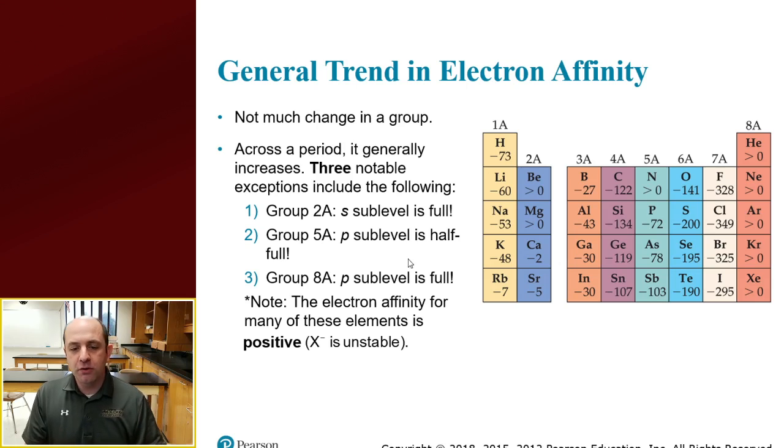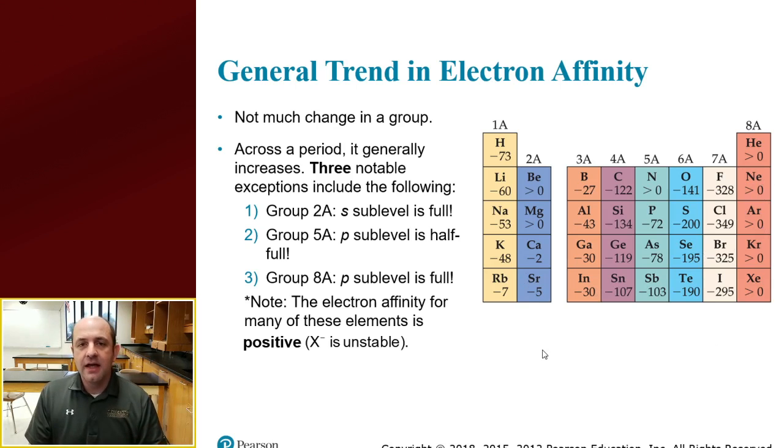The key is when we go across the row, we see two things. Generally, as we go across the row, it gets more negative. Negative 60, negative 120, negative 140, negative 300. We got more and more negative as we went left to right. We're going to ignore noble gases here because they don't tend to form ions. But we have a couple exceptions.